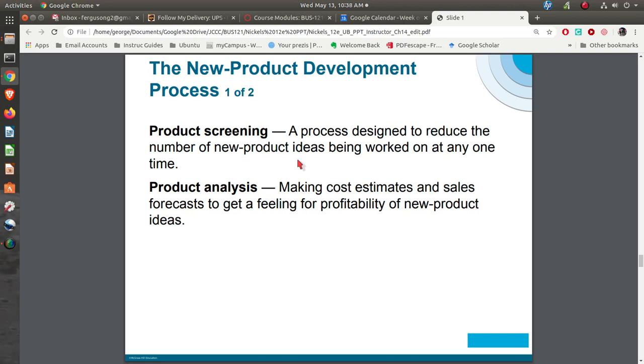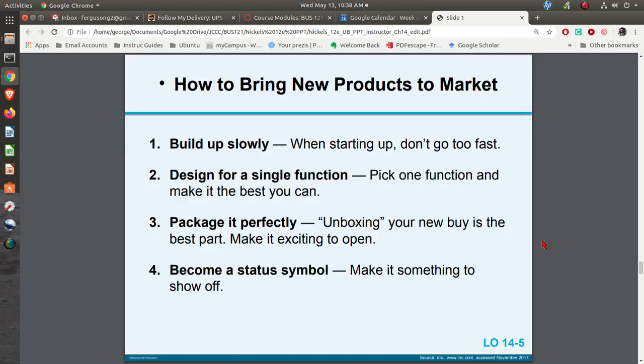You're spreading yourself too thin. And the analysis aspect means that you're doing some estimates and forecasts as far as, okay, how well will this item sell? When you're bringing out a new product, bring it out slowly for the most part.